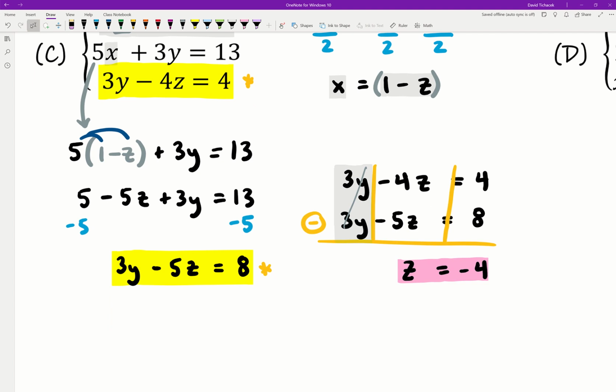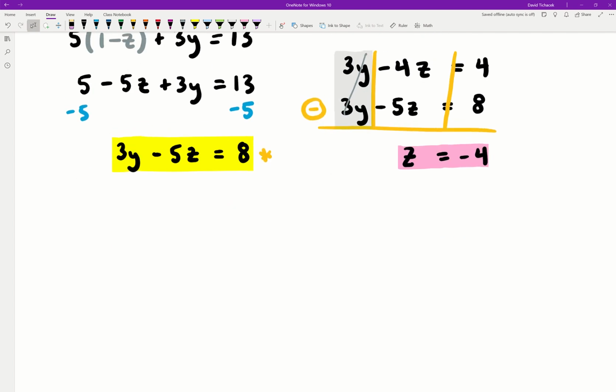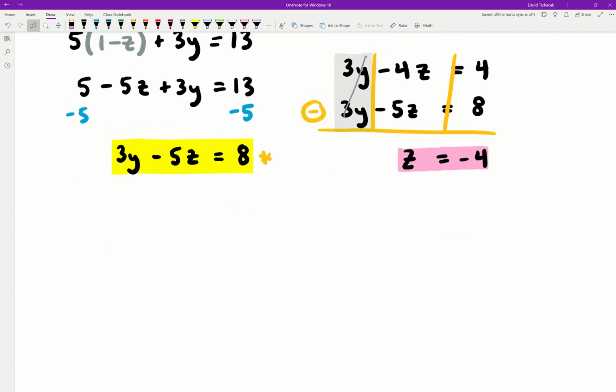And then as we saw in the previous examples, once you get one of your 3 variable values, you can just plug it back in and then get the other 2 really, really easily. For example, here we have z. Let's just go ahead and pick up with this yellow equation right here. We have 3y minus 5 times z. We know that z is equal to negative 4. So we're just going to simply plug that in, and we're going to solve this equation for y here.